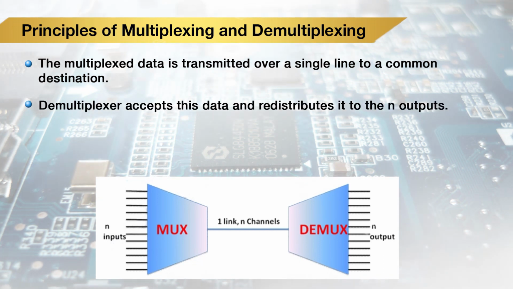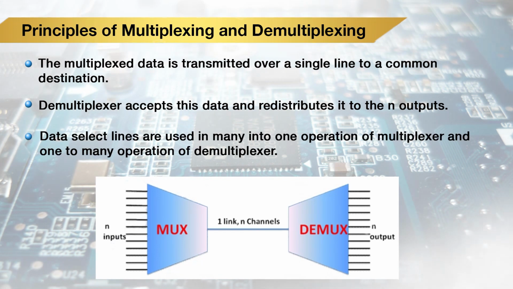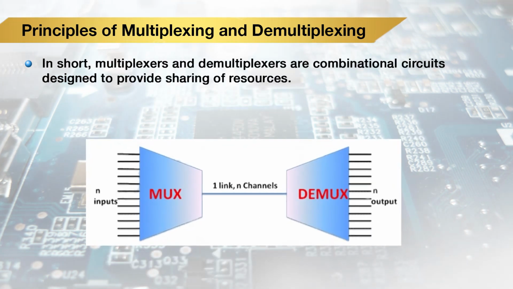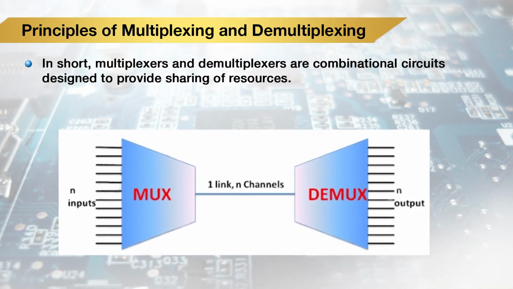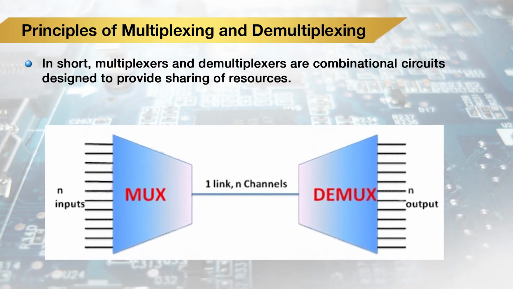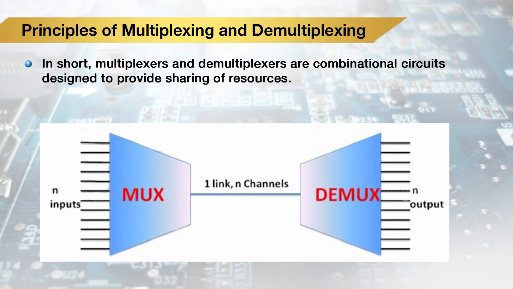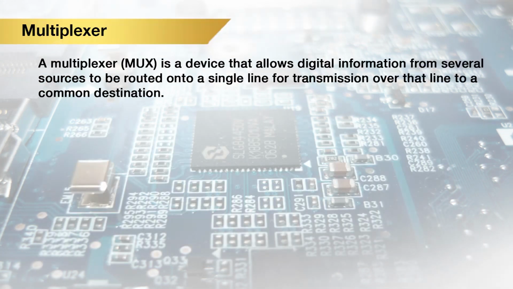Demultiplexer accepts this data and redistributes it to the n outputs. Data select lines are used in many to one operation of the multiplexer and one to many operation for demultiplexer. In short, multiplexer and demultiplexers are combinational circuits designed to provide sharing of the resources. So, let us discuss multiplexer in detail.